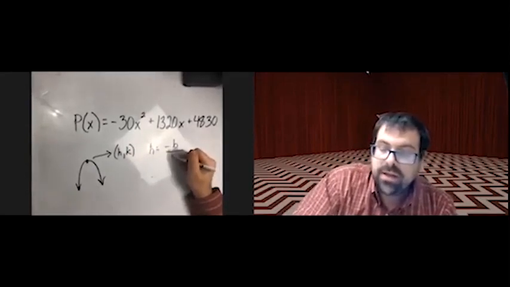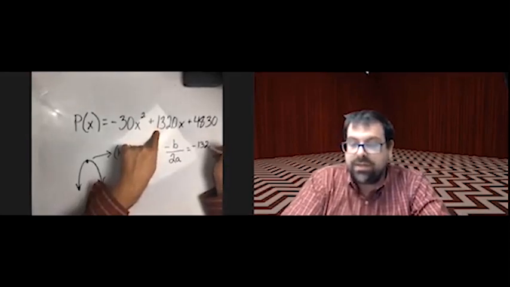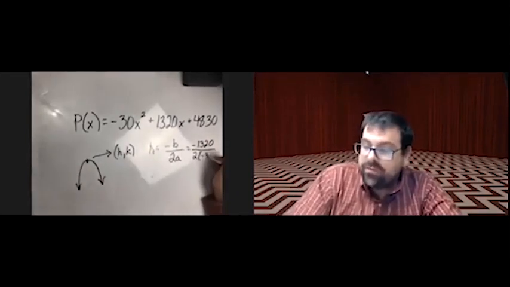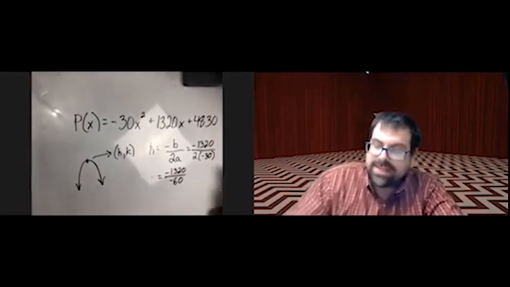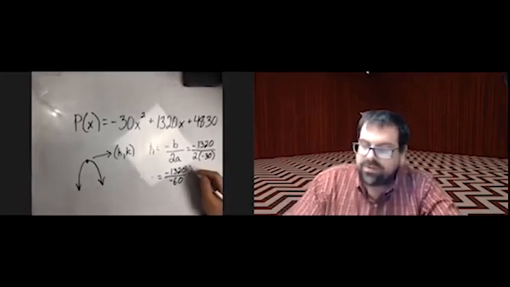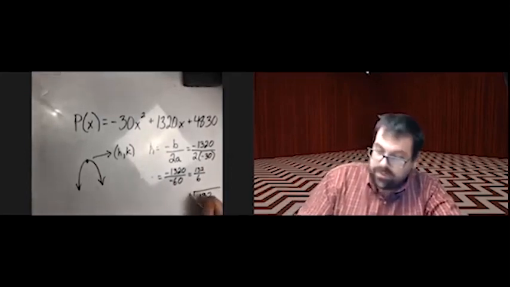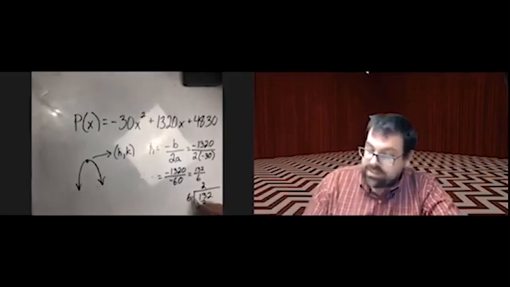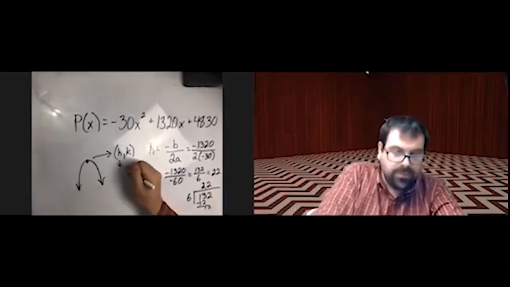And we know that h is negative b over 2a. b is 1,320, so negative b is negative 1,320. Times 2a, a is negative 30. So we're looking for negative 1,320 over negative 60. Negative over negative is positive. Cut off a zero too, divide them both by 10. 132 over 6. 6 goes into 13 twice, remainder 1, bring down the 2, 6 goes into 12 twice evenly. So this is 22. We know that h is 22.